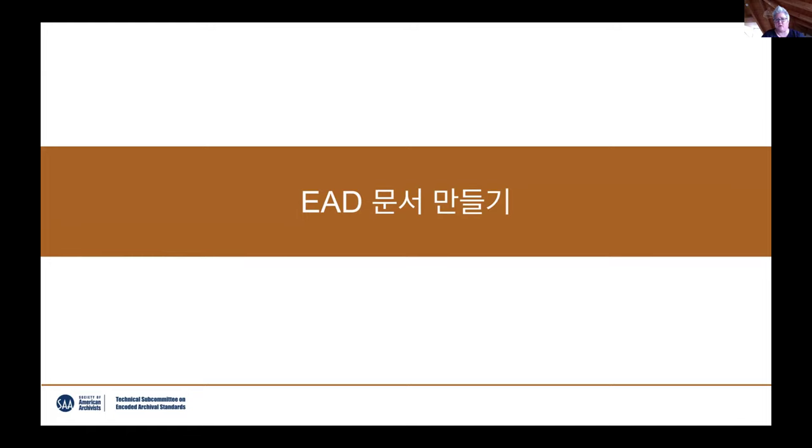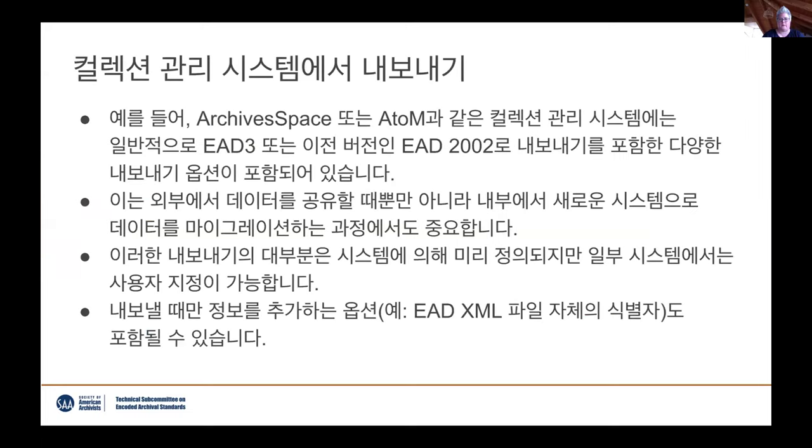And as I mentioned, this is not only important for sharing data externally, but also if you want to migrate your data from an old system into a new system. Most of these exports will be predefined by the system, but there also are systems around where you have a little bit of customization possibilities. And that might also include options where specific pieces of information are not necessarily part of what you put into the collection management system when describing the information, but you will add information like, for example, the identifier of the EAD XML file itself upon export. Next slide, please.